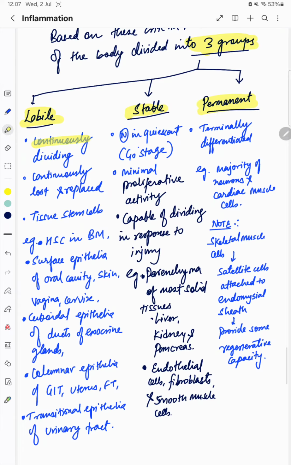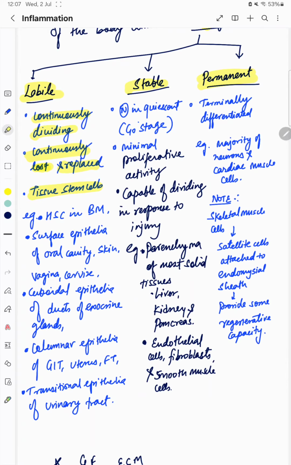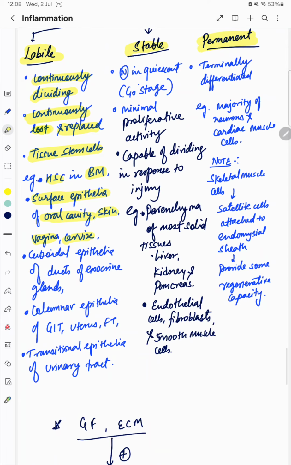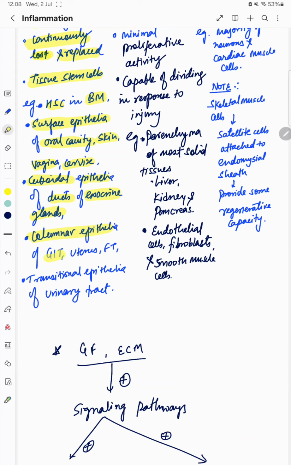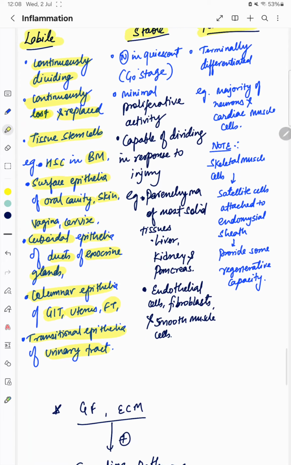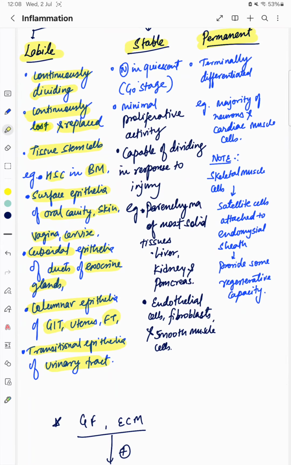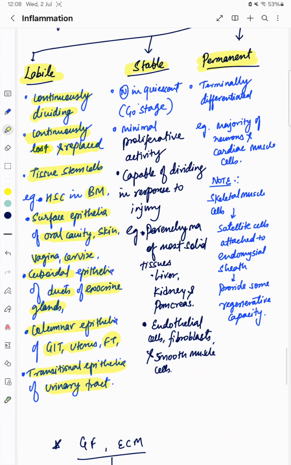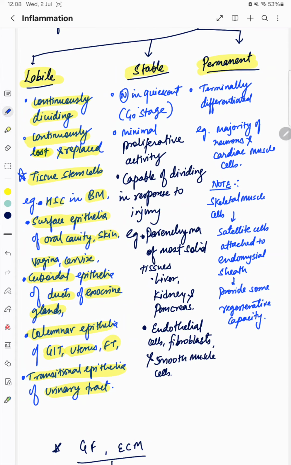Labile tissues are continuously dividing tissues. Because of the continuous loss, they need to replace the lost tissue with normal cells. Tissue stem cells play an important role in labile tissue. Examples of labile tissue are hematopoietic stem cells in bone marrow, surface epithelia of the oral cavity, skin, vagina, and cervix, cuboidal epithelia of the ducts of exocrine glands, columnar epithelia of the GIT, uterus, and fallopian tube, and transitional epithelia of the urinary tract. These are all examples of labile tissue. They continuously divide to replace the lost cells, and tissue stem cells have a very important role in labile tissue.